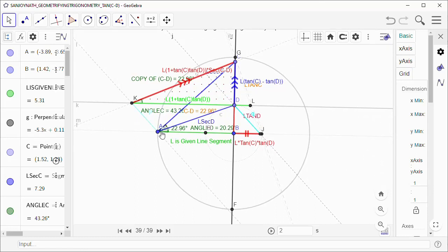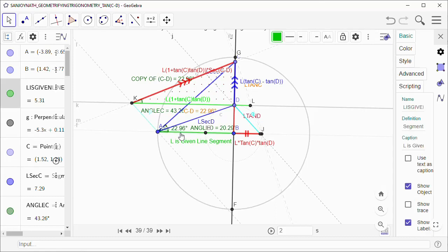Suppose this is this green line here, made with the given line segment as per geometrifying trigonometry theory. This line makes the angle C with this green line, and this line makes the angle D with this green line, and this one is the perpendicular. So naturally this red line is L into tan D.